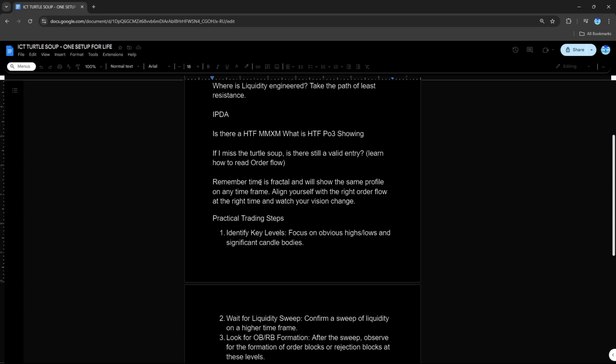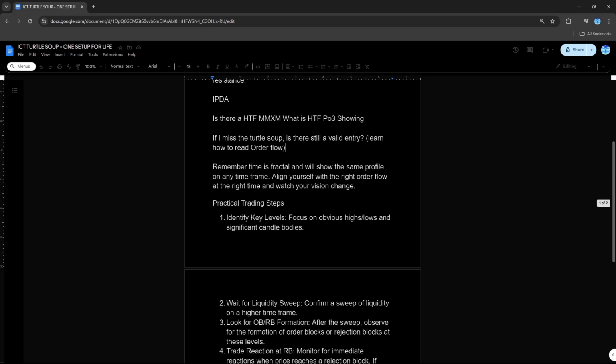We always like to remember time is fractal and will show the same profile on any time frame. Align yourself within the right order flow on the right time frame and watch your vision change. Simply put, if you can find yourself in each manipulation leg and understand when and why the manipulation happens, you can find yourself within the distribution. Never trade inside of the accumulation. That's just simple range-based trading. Trade the extremes, not inside the middle of it.